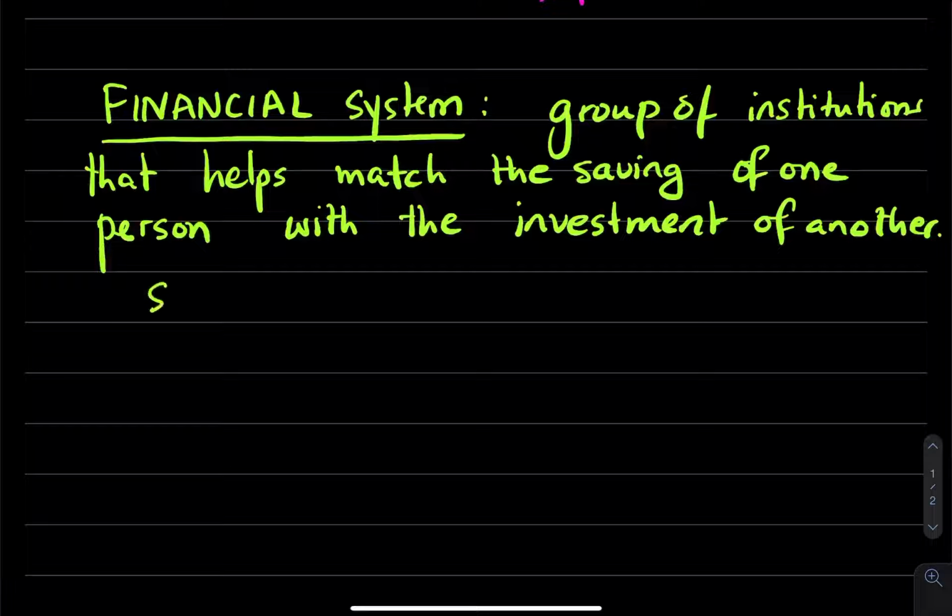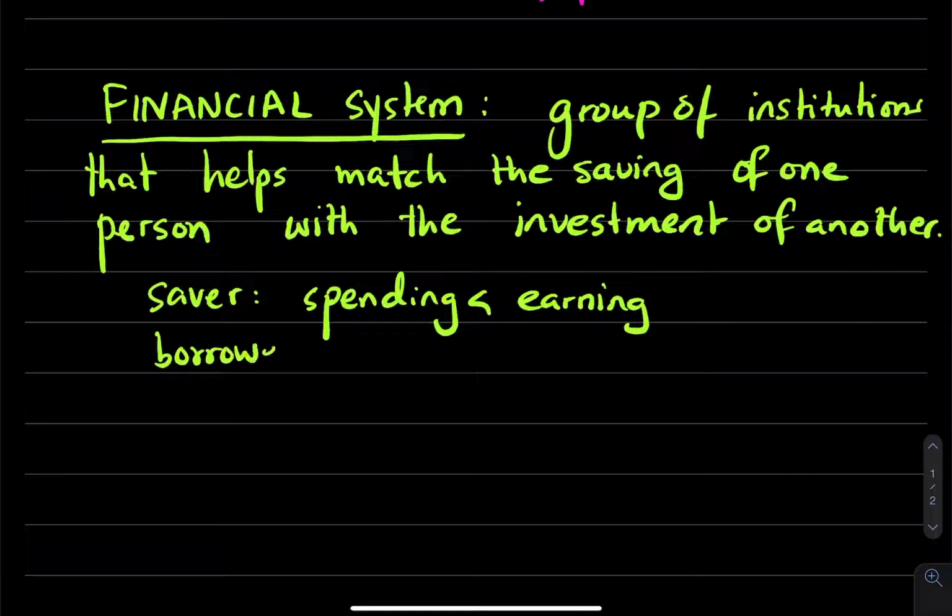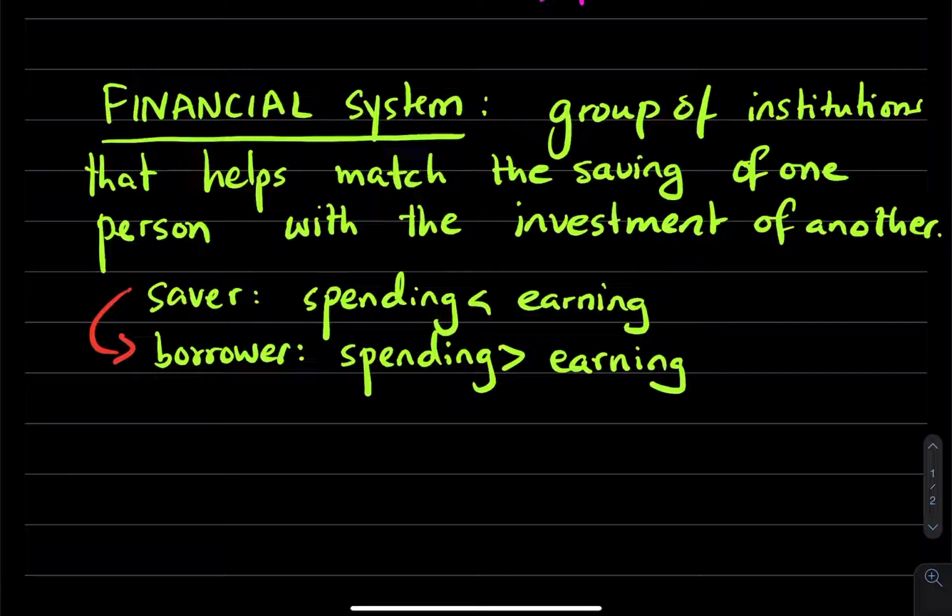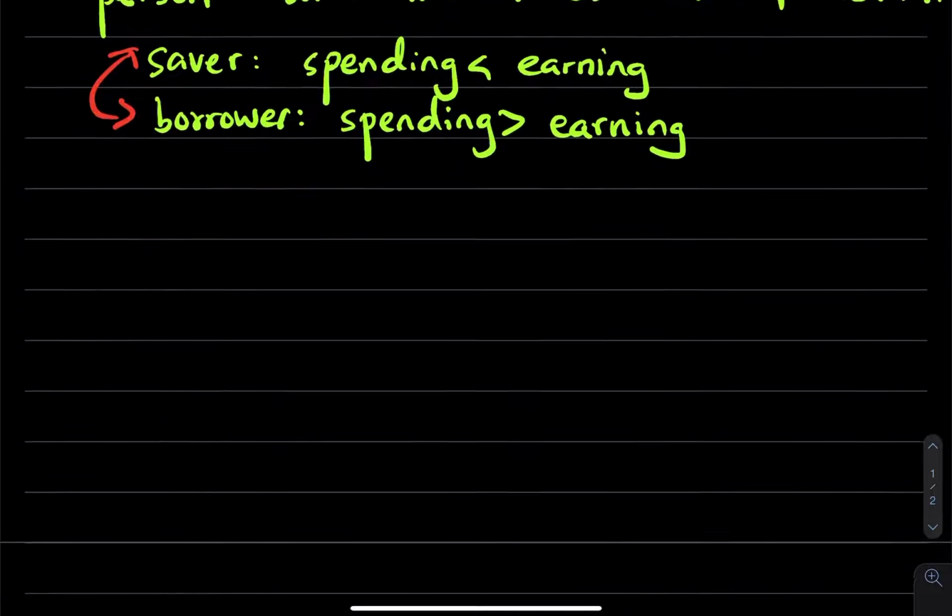So if you're a saver, you're spending less than you're earning. And if you are a borrower, then you are spending more than you are earning. And the idea of a financial system is to connect these two guys. So let's take a look at the types of financial institutions that exist.